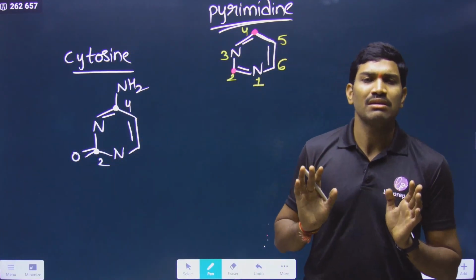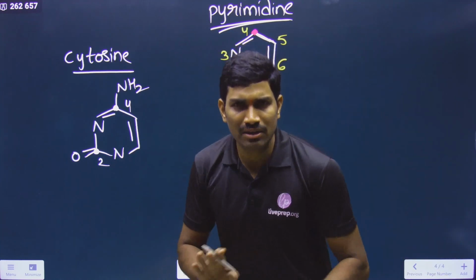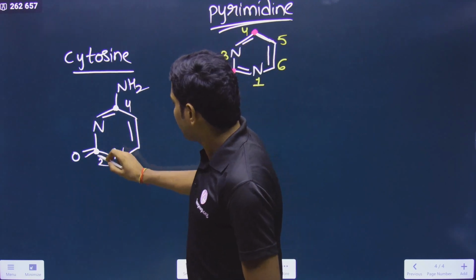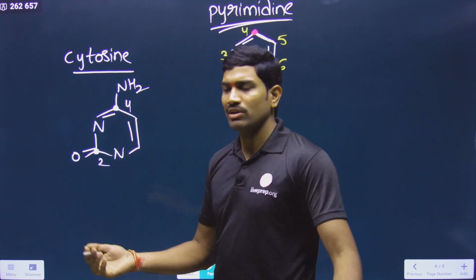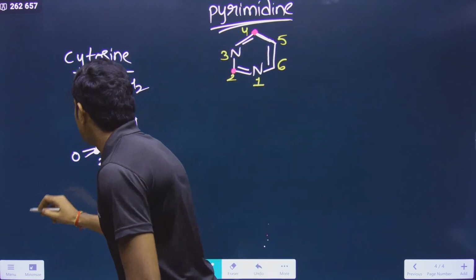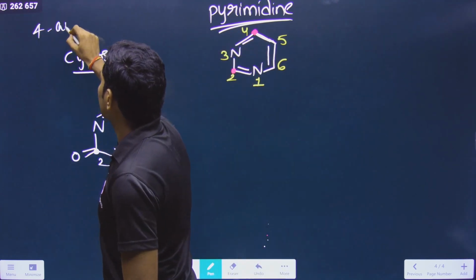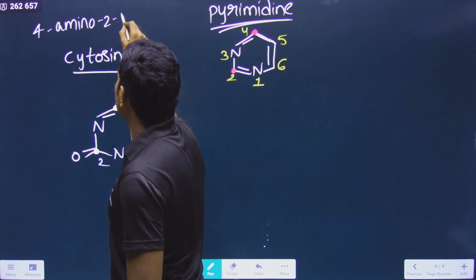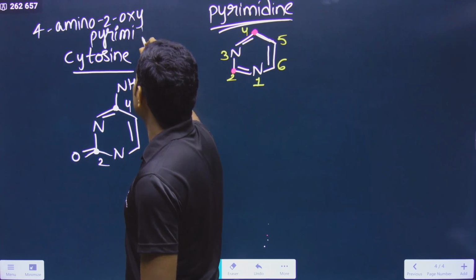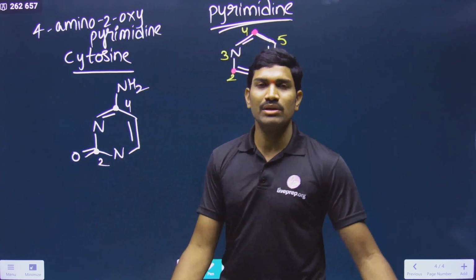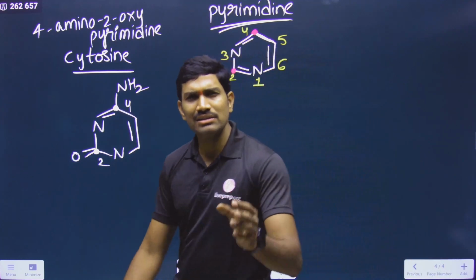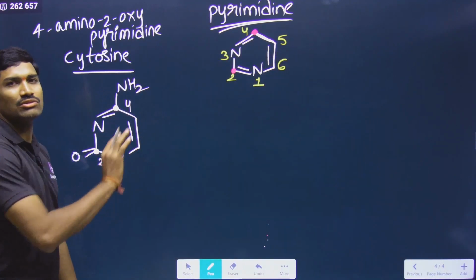Very simple structures. Okay. Don't get complicated. So observe carefully. You will understand this. Now how will we write this? At the second position oxy, fourth position amino. You can write 2-oxy 4-amino, or you can write 4-amino 2-oxy. Anything you can write, no problem. So now this will be 4-amino 2-oxy pyrimidine. That's it. This is the chemical name. 4-amino 2-oxy pyrimidine is cytosine. With this, cytosine is completed.